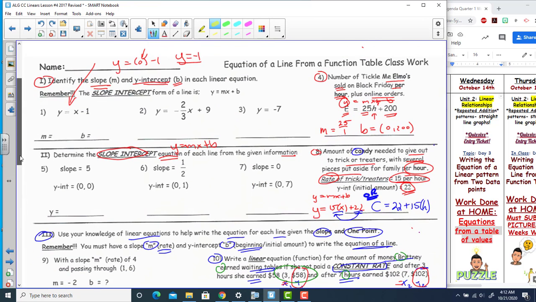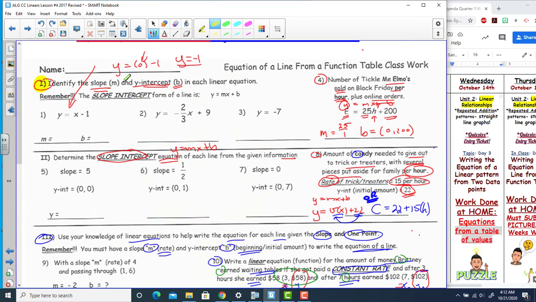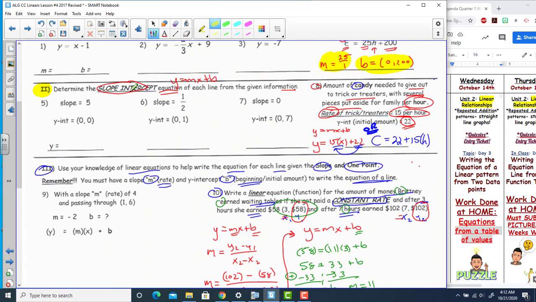Cool. Ladies and gentlemen, please take a moment and complete Roman numeral 1, where you're asked to identify m and b, the rate of change, the amount being repeatedly added, and the y-intercept. You should have m equals, you should have b equals for each of those questions. For Roman numeral 2, please take the slope and intercept, and in slope-intercept form, y equals mx plus b, please write an appropriate equation to describe the information you've been given.